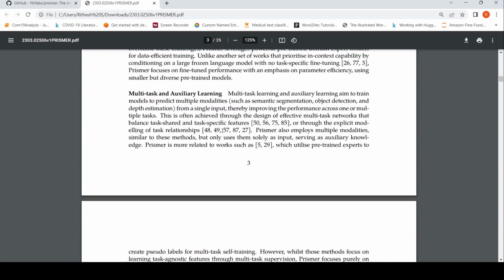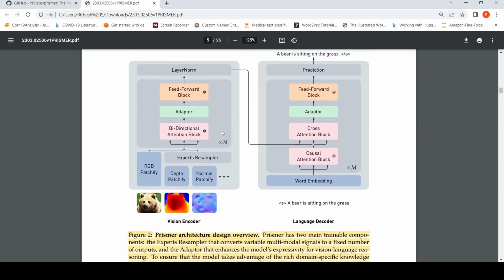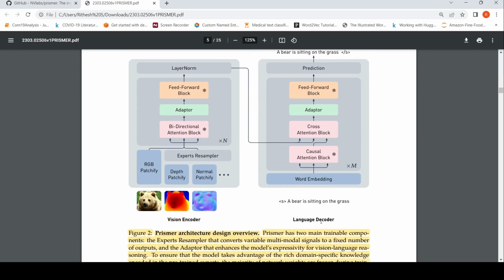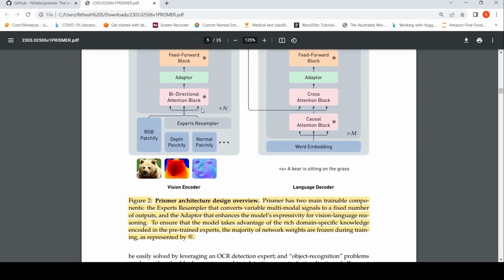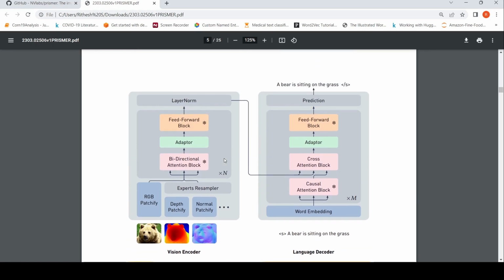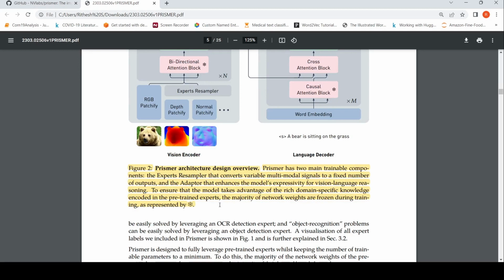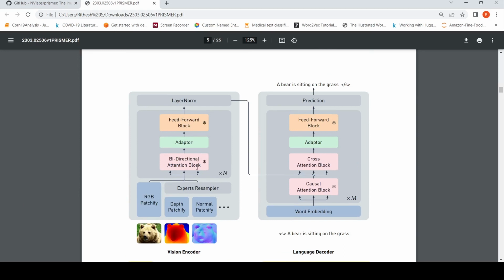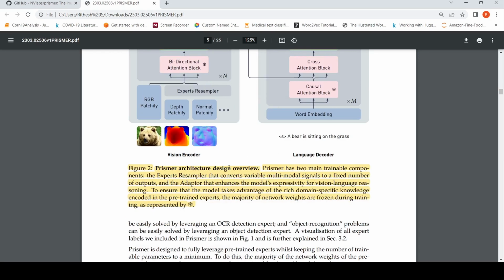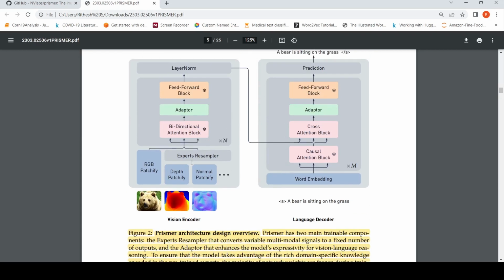Now what does the model architecture look like? Here they have the model architecture. It has a vision encoder and a language decoder. It has two main trainable components. One is an adapter, and the other one is an expert's resampler. It follows this transformer architecture. And if you look at this transformer architecture, the majority of network weights are frozen during training, which is your feed-forward block and bidirectional attention block. These weights are frozen during training, and the trainable components are this adapter and an expert's resampler.